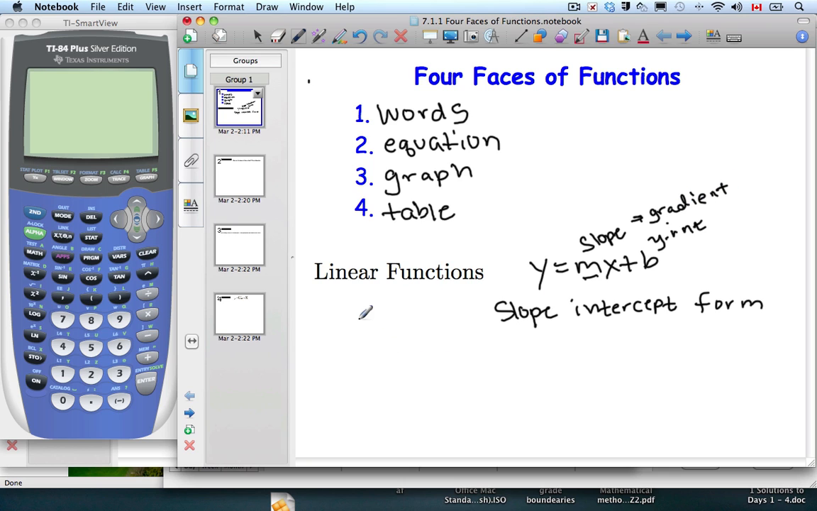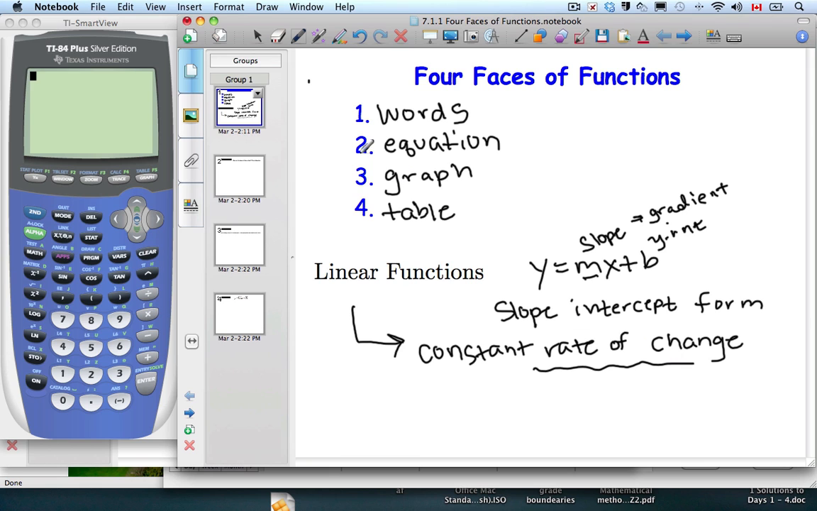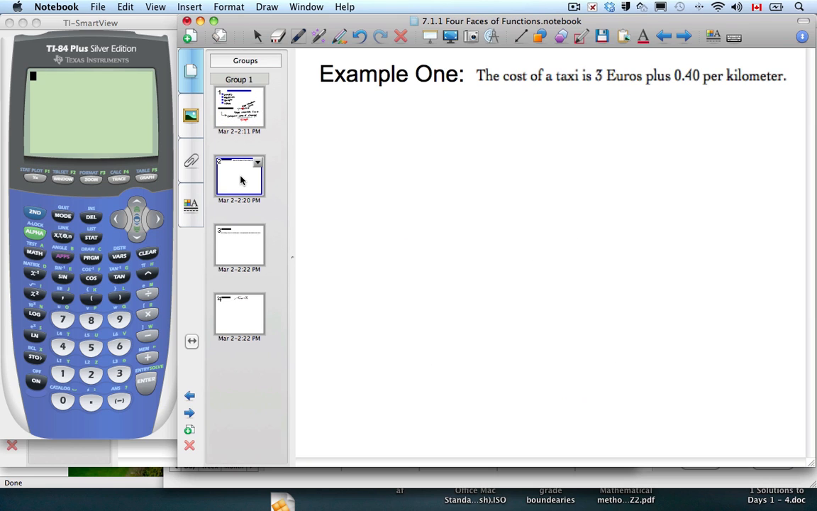And just a side note, if it's a linear function, it is going to have a constant rate of change. What is the rate of change? As things are changing, I think that's probably our slope. Slope is our rate of change. So it means that our linear functions are all going to have a constant slope or constant rate of change. Okay, let's go to the first example.